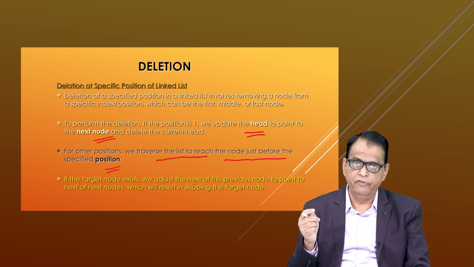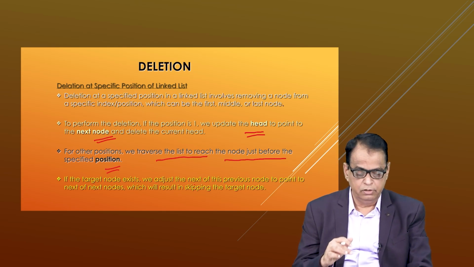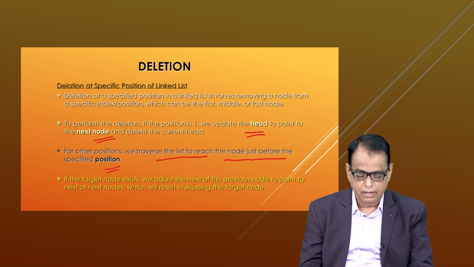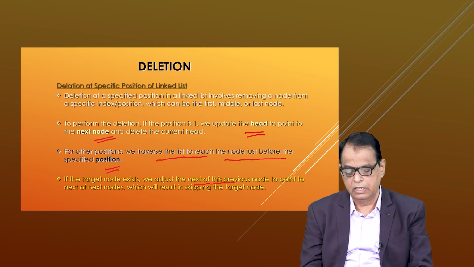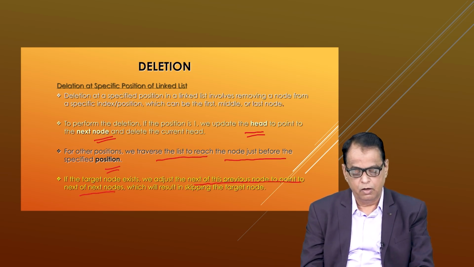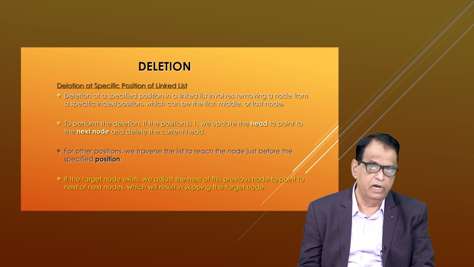deleted, and we will place the position just before the specific position. And if the target node exists, then we will adjust the next of this previous node to point to the next of the next node, and therefore you will find that the target node will be deleted.